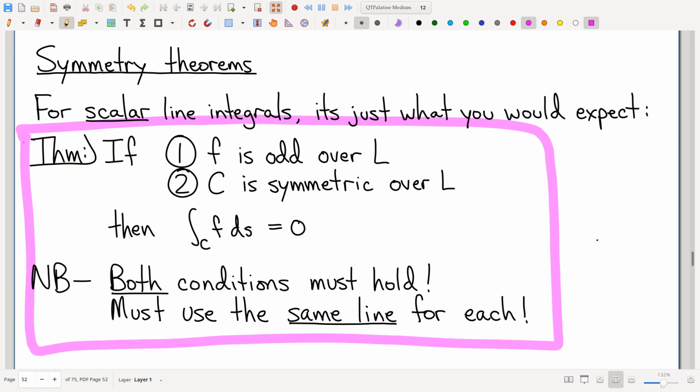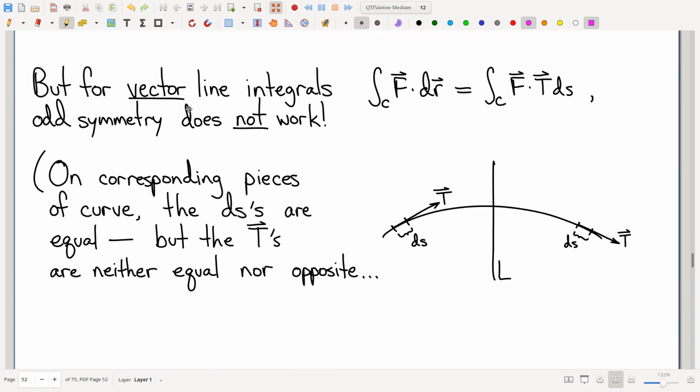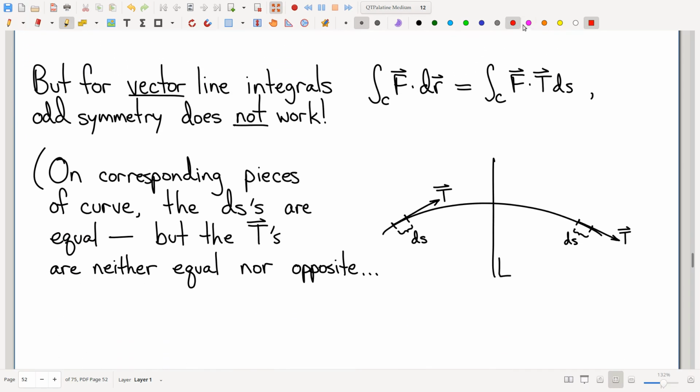Okay. There is an asterisk on this. This is for scalar line integrals, and it is only for scalar line integrals. This does not work for vector line integrals. If you're looking at a vector line integral, no such luck. There is no odd symmetry theorem for vector line integrals. It doesn't hold. It doesn't work. And I can argue pretty directly why it doesn't work.